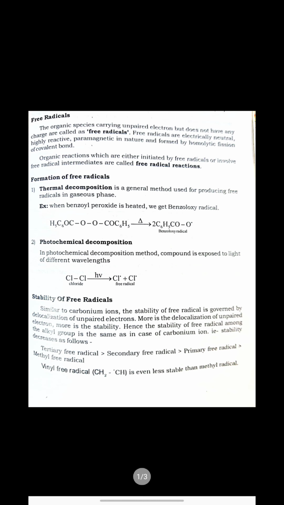Now we also have to study the reactions carried out by free radicals, but in further units we are going to study in detail the mechanism of free radical reactions. So at that time we will discuss these reactions. Okay, and then the next reactive intermediate is carbene.